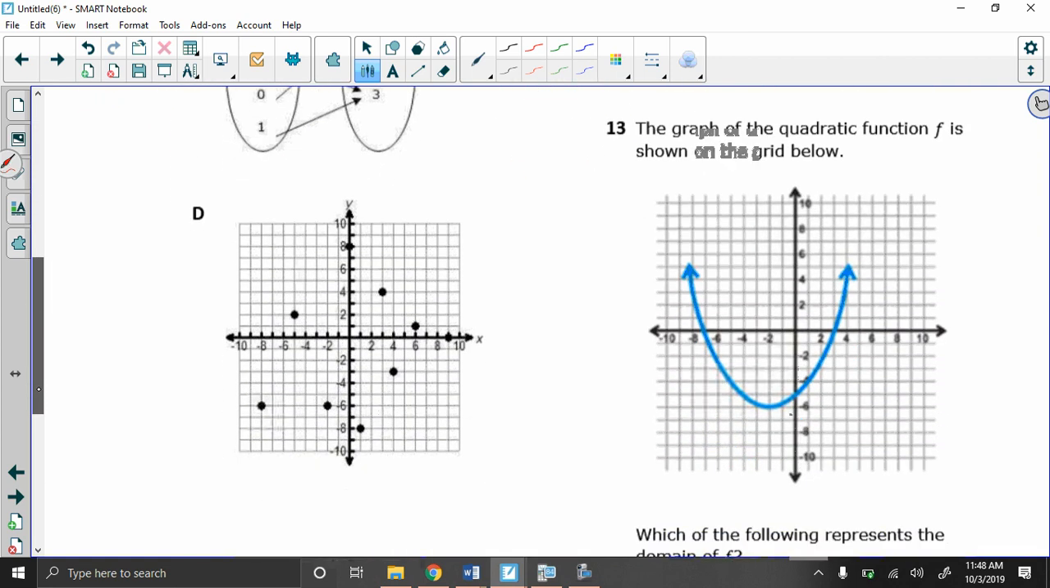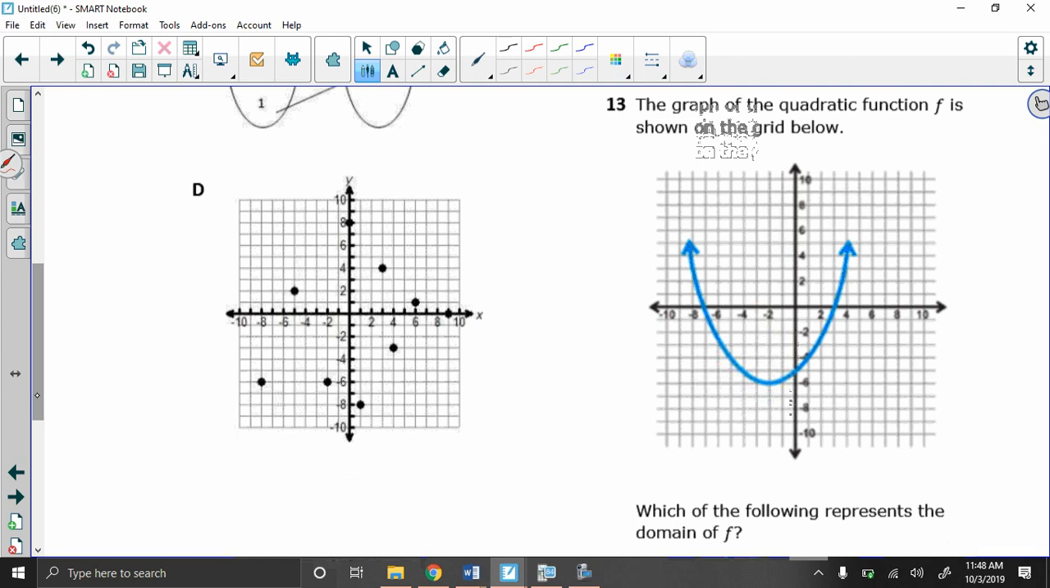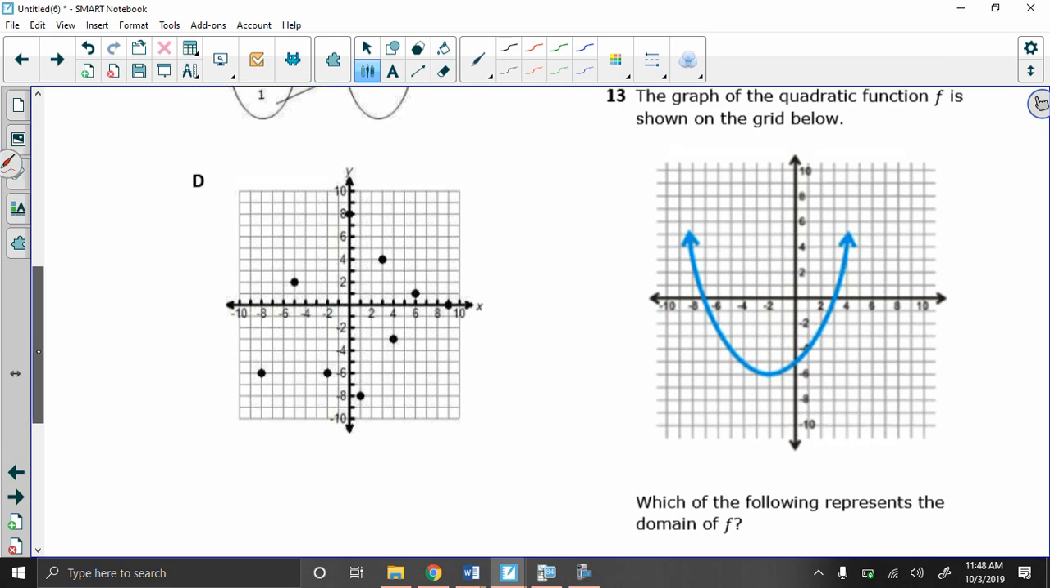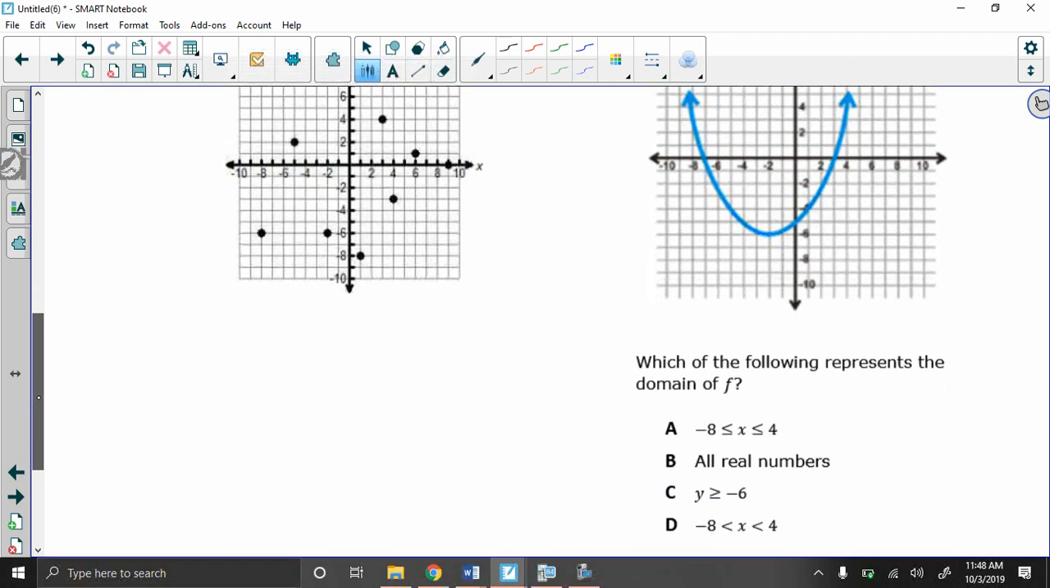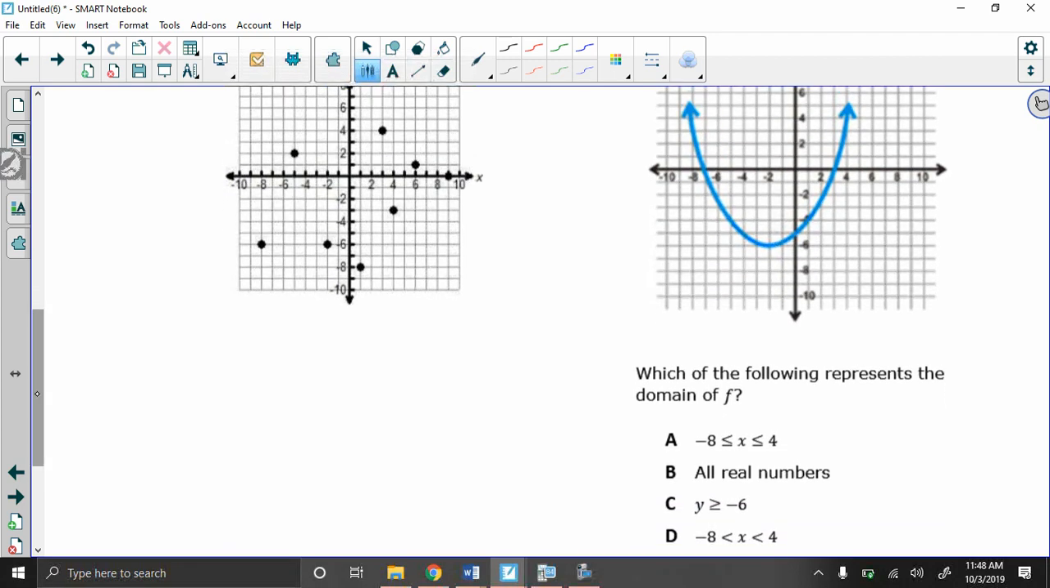Number 13. The graph of the quadratic function f is shown on the grid below. Which of the following best represents the domain of f? So I'm looking for the domain. And if we recall, the domain of a quadratic function will always be infinity.